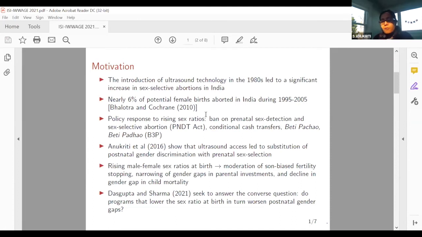So what Aparajita and Anisha do is answer the converse question. If we have programs like the PNDT Act, which do the opposite, which try to make it harder to sex select, then are we not in the same situation we were in before ultrasound technology, where parents can go back to postnatal discrimination rather than prenatal sex selection because the son preference hasn't changed? Unless son preference changes, these types of programs can simply lead to substitution from one type of discrimination to another. So that's how I feel the paper is placed.